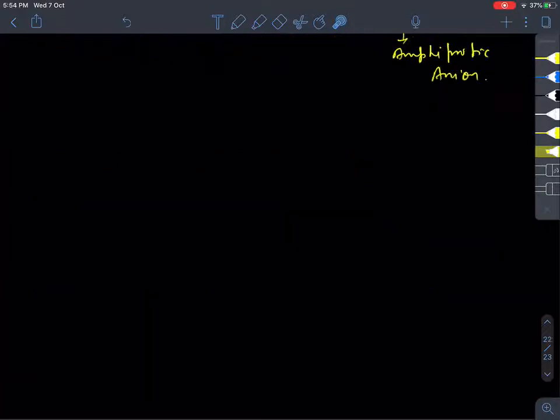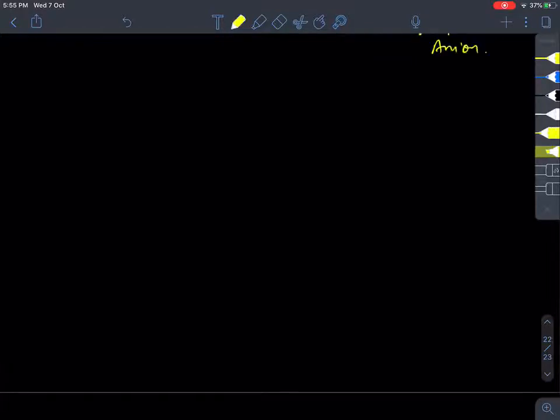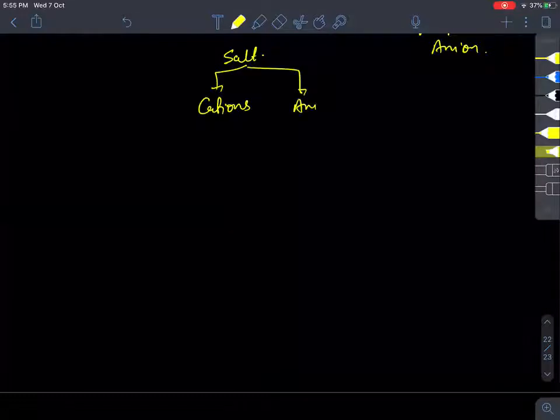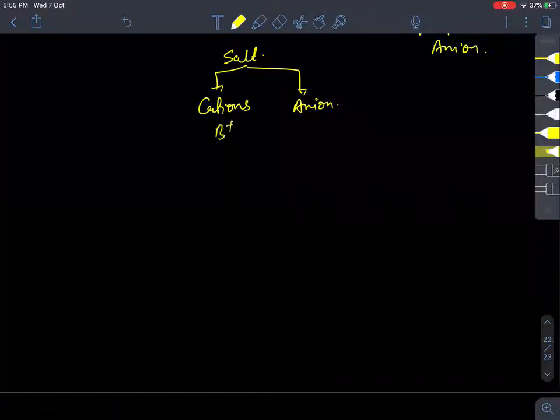Now how to discuss hydrolysis? What is the meaning of hydrolysis? See, because the salt contains what? Salt contains cations and salt contains anions, basically, if you figure out. Right? Cations like B+, anions like A-.